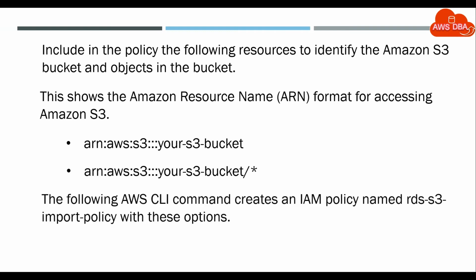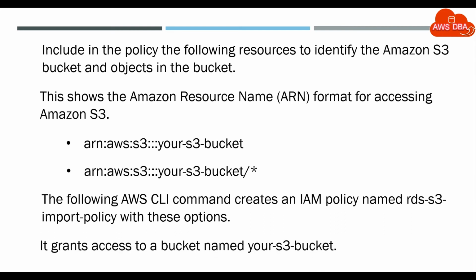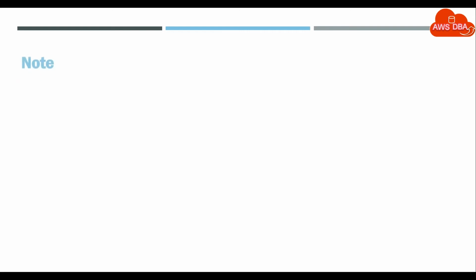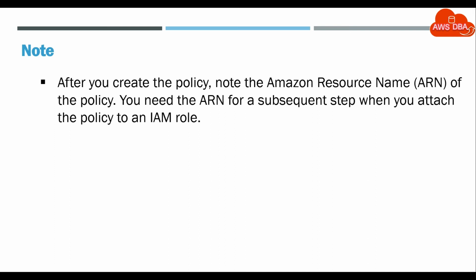The following AWS CLI command creates an IAM policy named rds-s3-import-policy with these options. It grants access to a bucket named your-s3-bucket. Note: after you create the policy, note the Amazon Resource Name, ARN, of the policy. You need the ARN for a subsequent step, when you attach the policy to an IAM role. Example: for Linux, macOS, or Unix.